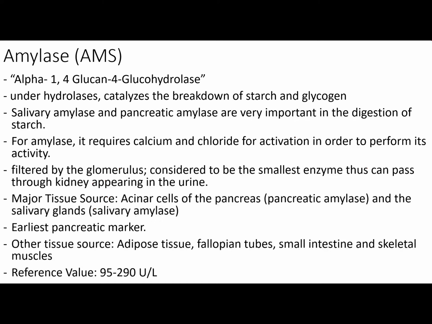Now let's go to the pancreatic enzymes class. For the pancreatic enzymes, we have amylase, or AMS. Amylase is also known as alpha-1,4-glucan 4-glucanohydrolase. This belongs to the hydrolases class. It catalyzes the breakdown of starch and glycogen.